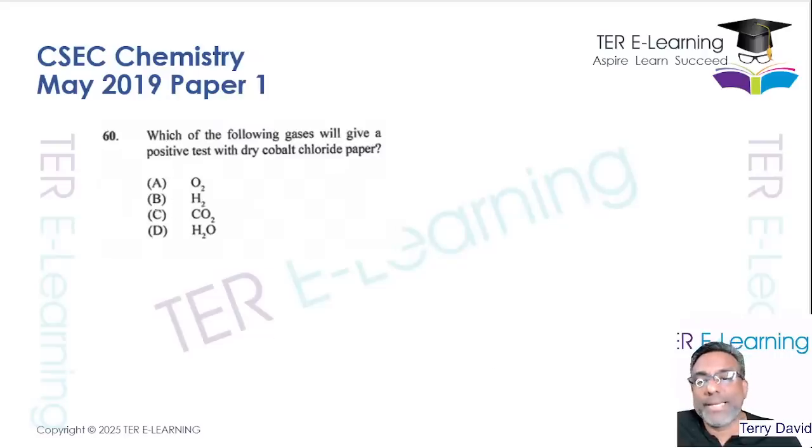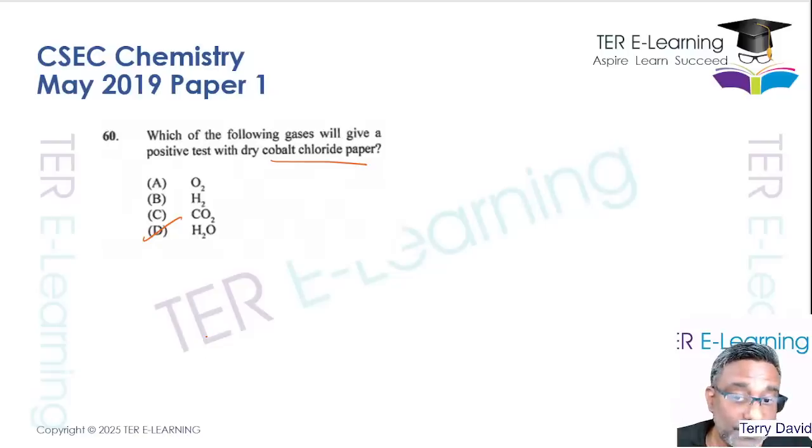All right, a lot of people are saying the answer is D. Yeah. So how we test for water, we actually use cobalt chloride paper to test for water. So the answer is H2O gas, which is steam. Once steam touches cobalt chloride paper, you're going to get a color change.